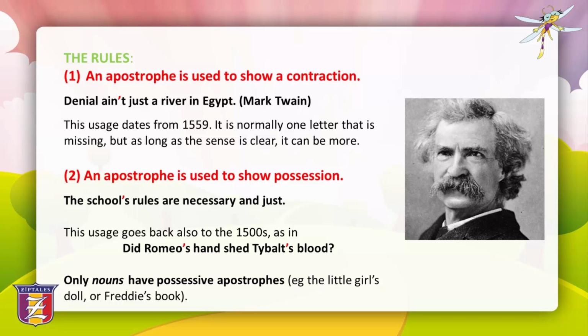For example, the school's apostrophe s rules are necessary and just. This usage goes back also to the 1500s, as in, did Romeo's hand shed Tybalt's blood? For a time, pronouns too were given apostrophes, but in the 1840s that fell away, leaving just one exception, one's apostrophe s, as in, one likes to keep one's toothbrush clean. Now only nouns are allowed to have possessive apostrophes. For example, the little girl's doll or Freddie's book.